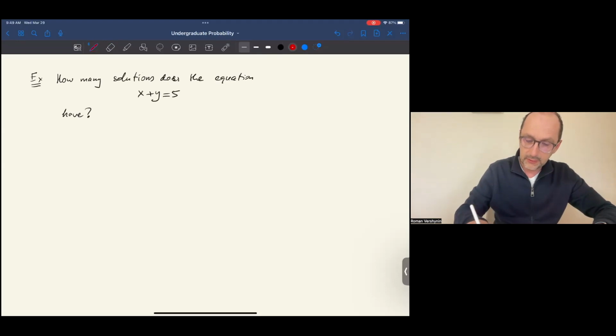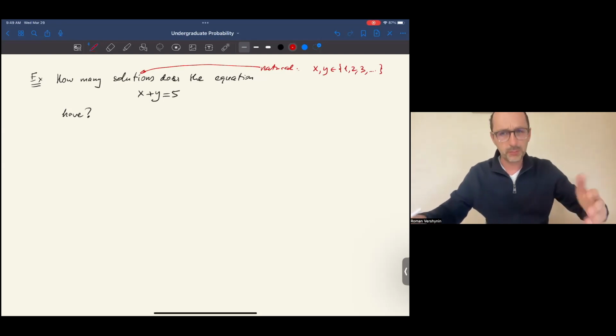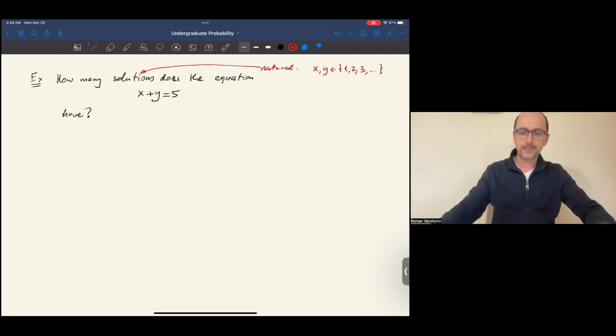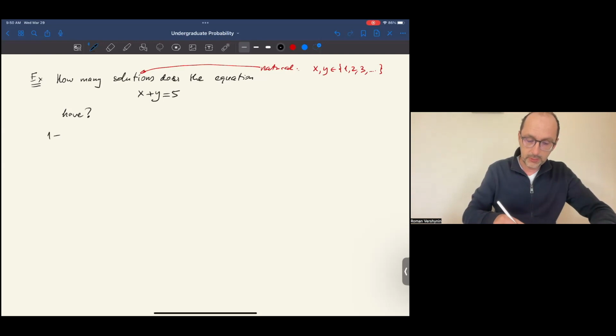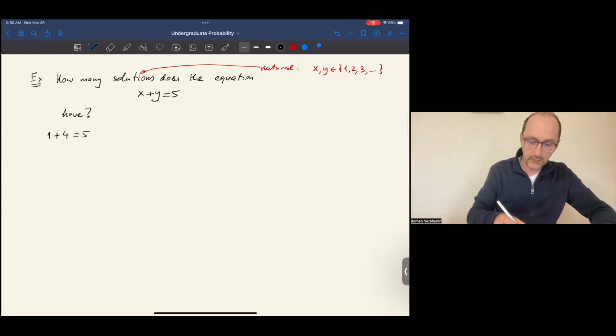Let's require that the solutions be natural numbers. X and y could be numbers like 1, 2, 3, and so on, but not 1.5, or maybe not minus 10. For instance, 1 plus 4, x is 1 and y is 4, is a solution because they sum to 5.